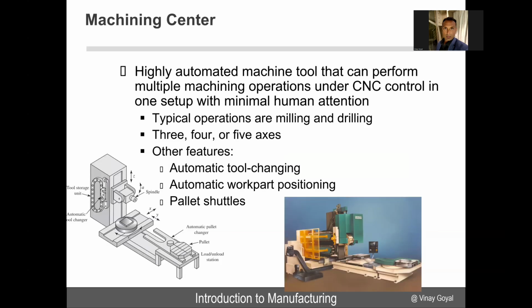The machining center is a highly automated machine tool that can perform a lot of the operations we talked about under a CNC control in one setup with very minimal human attention. You'll code everything up, you'll apply that code to the machine, and the machine will take over and apply those operations, milling and drilling, with three, four, or five axes that allow so much range of motion that you can create virtually any shape you need.